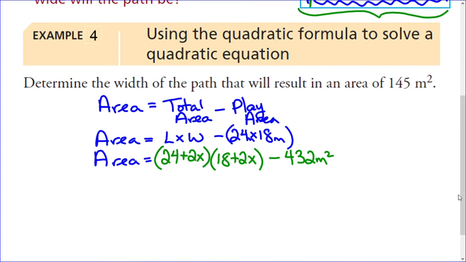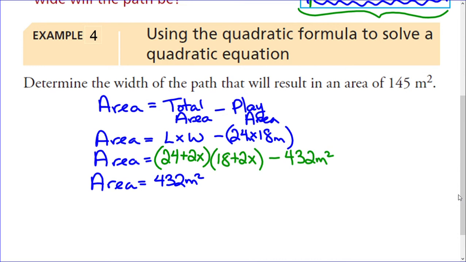So now I'm going to go through and simplify this out. We're going to multiply everything through, so my area that I'm looking for, I have two binomial terms here, so I need to use FOIL to basically figure them out. So my first two terms, 24 times 18, I actually just did that one in the last step, so that's 432, and that's square meters.